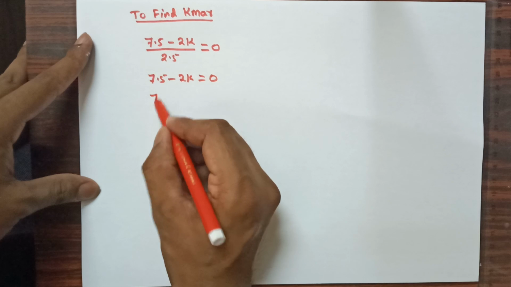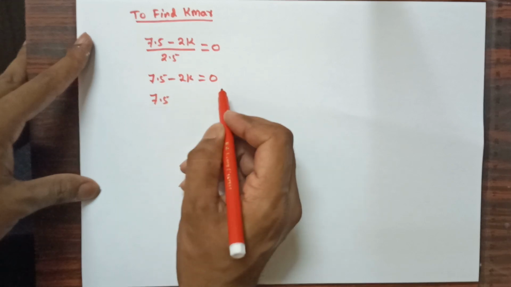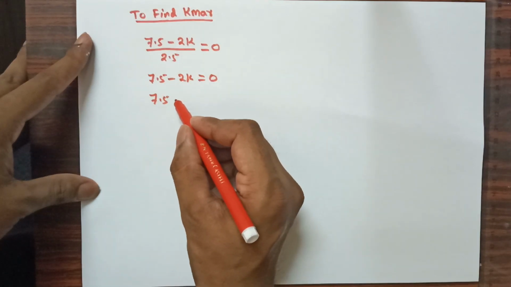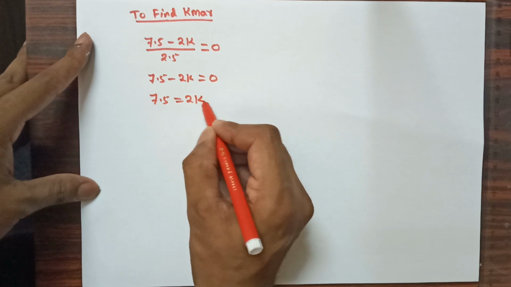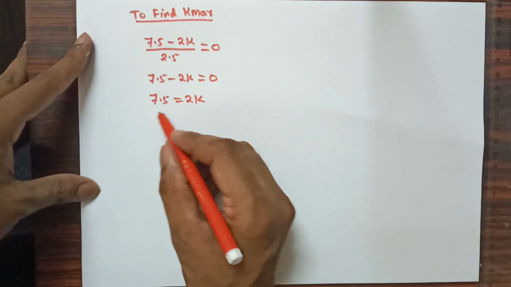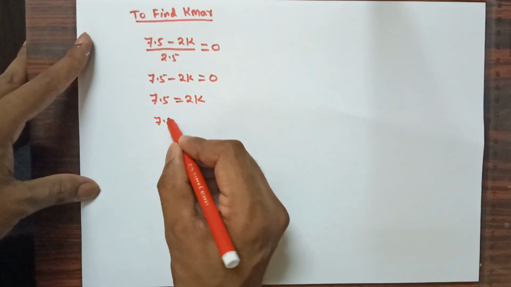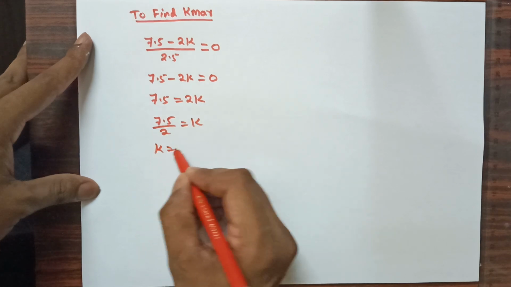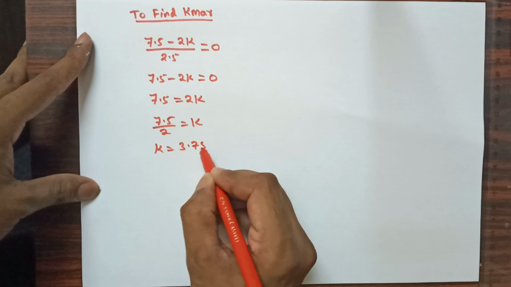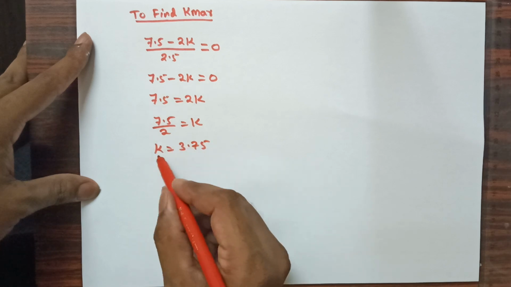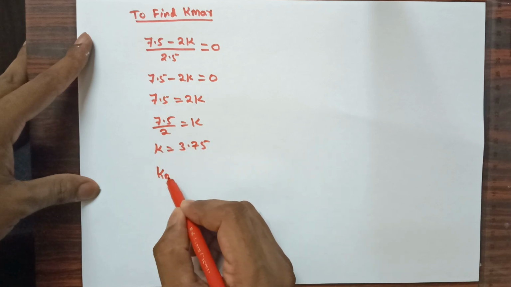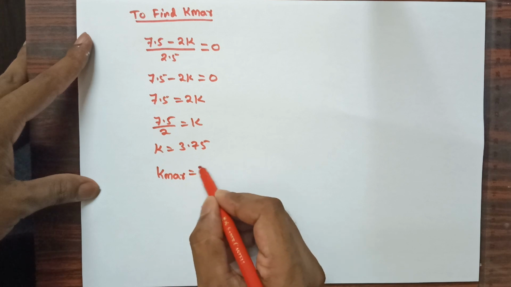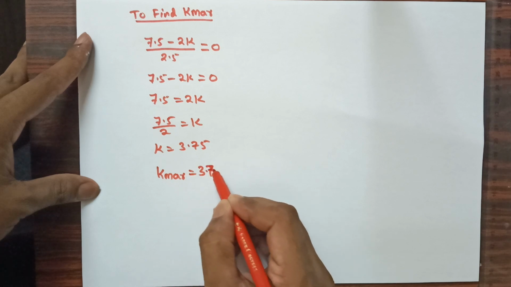Now next step, by taking this term to the right hand side, we will get 7.5 is equivalent to 2k, and by taking this 2 to the left hand side, 7.5 by 2 is equivalent to k, that is k is equivalent to 3.75. So this k is nothing but the k margin. K margin is equivalent to 3.75.